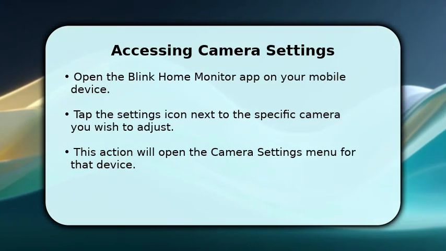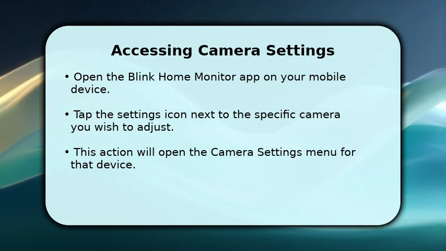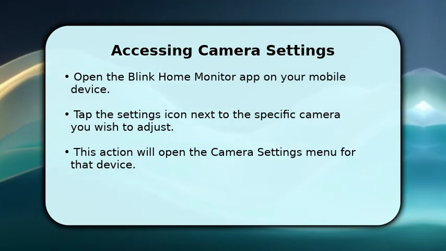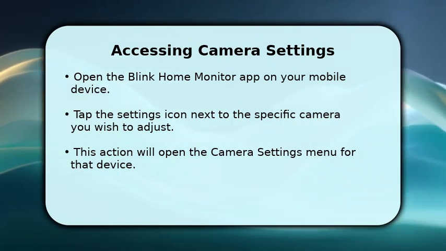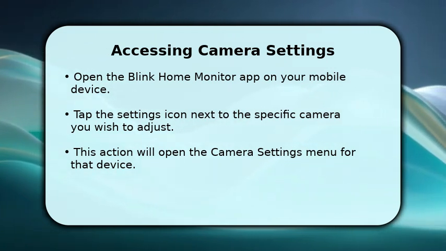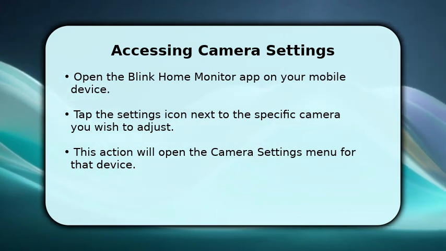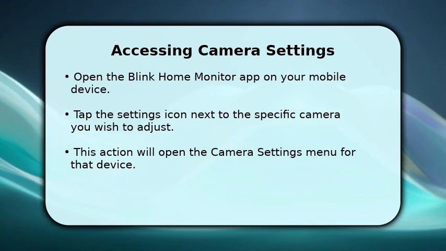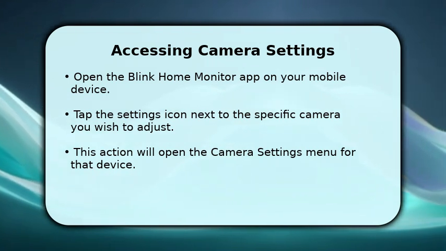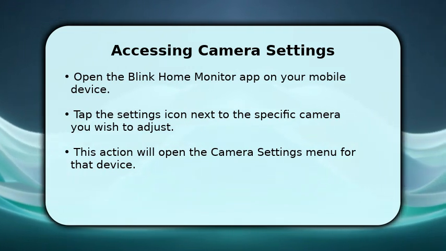First, open the Blink Home Monitor app on your smartphone or tablet. Once the app is open, you'll see a list of your connected Blink cameras. Locate the specific camera you want to modify and tap the small gear icon, which represents settings, next to its name. This will take you directly into that camera's individual settings menu, where all the customization options reside.